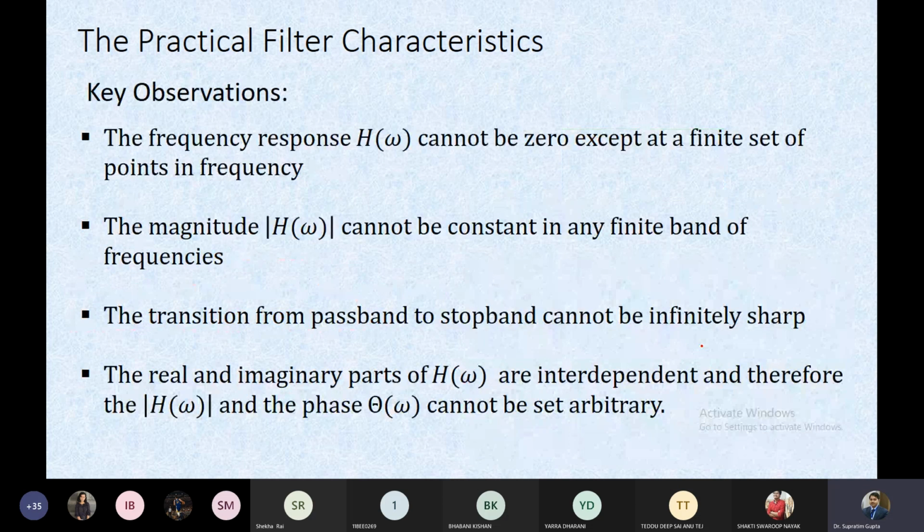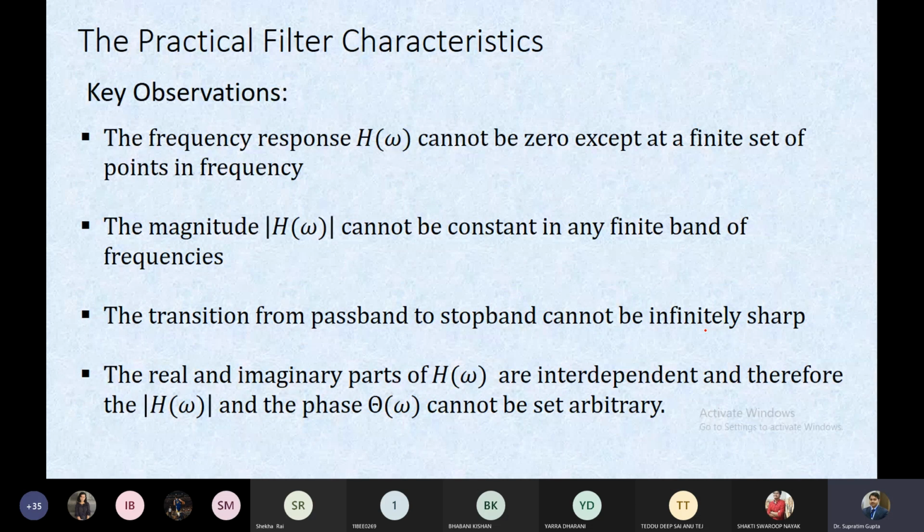So the key observations for practical filter characteristics are that the frequency response H(omega) cannot be 0 except at a finite set of points in the frequency. So we'll observe some oscillations in the pass band as well as in the stop band. The magnitude cannot be constant over any finite band of frequency. So we cannot get the flat response that the ideal filter possesses. The transition from the pass band to the stop band cannot be infinitely sharp.